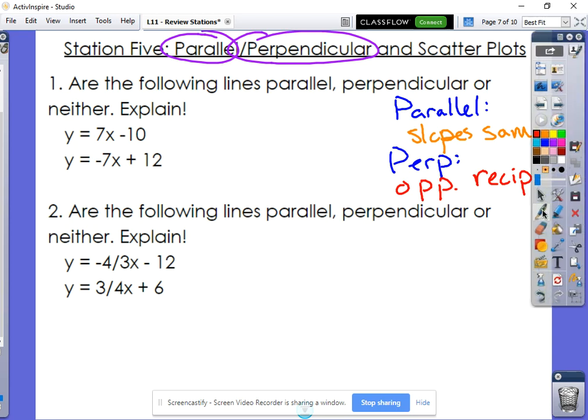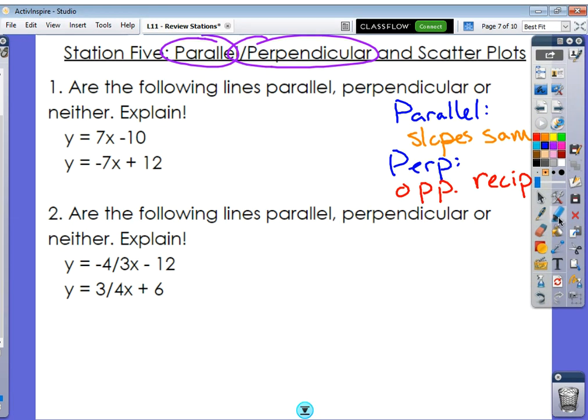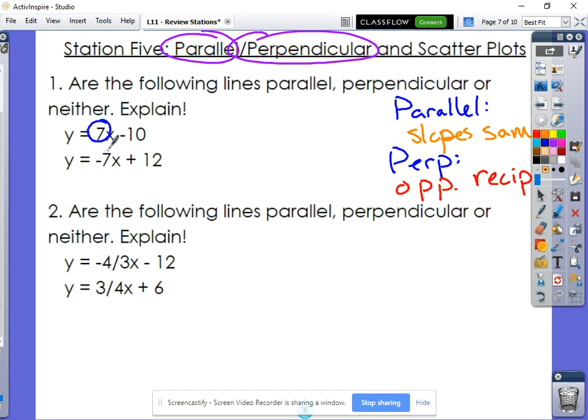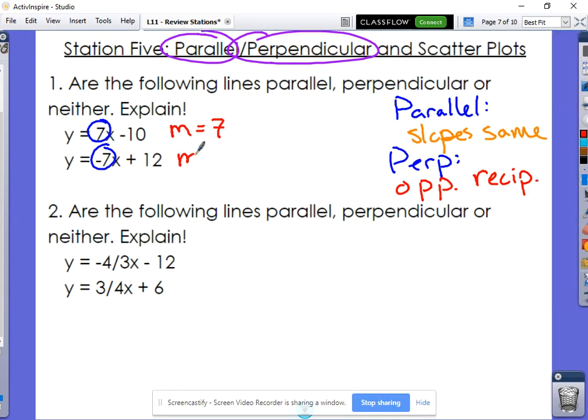So let's take a look at this first one. If we ask you if these two lines are parallel, perpendicular, or neither, we have to identify their slopes. Well, these are already in y equals mx plus b form, so here are their slopes right here. My slope for this one is positive 7. My slope for this one is negative 7. So think about that for a second. Are those the same? No, they're not the same because 7, 7, true, but one's negative, one's positive. That's a very different slope.